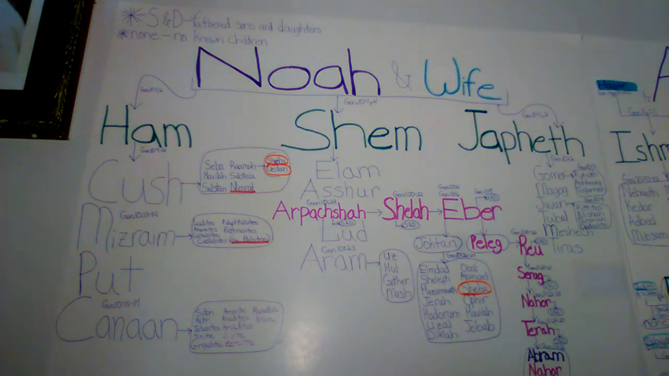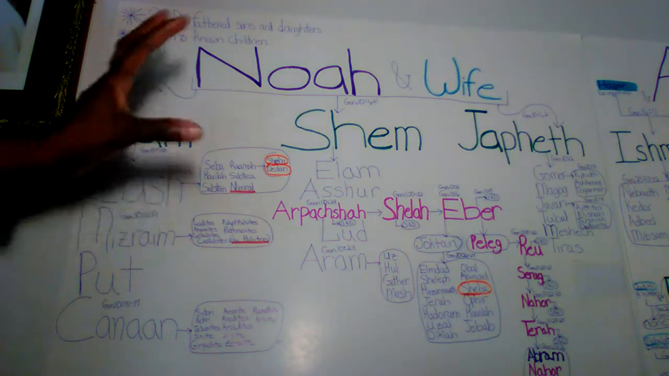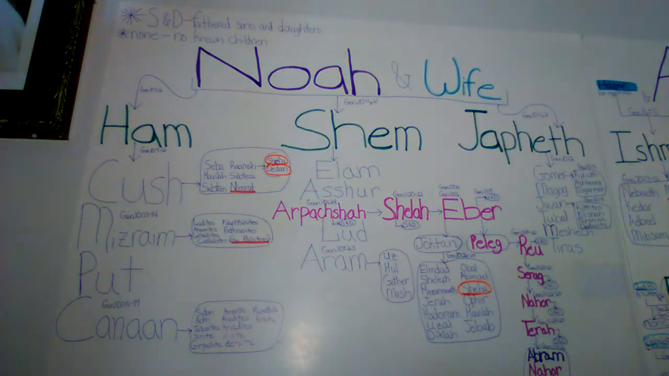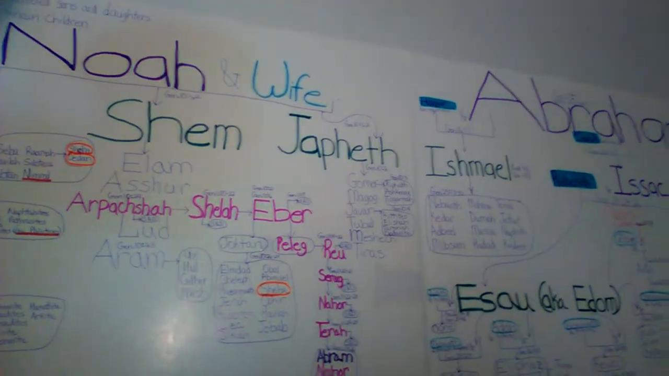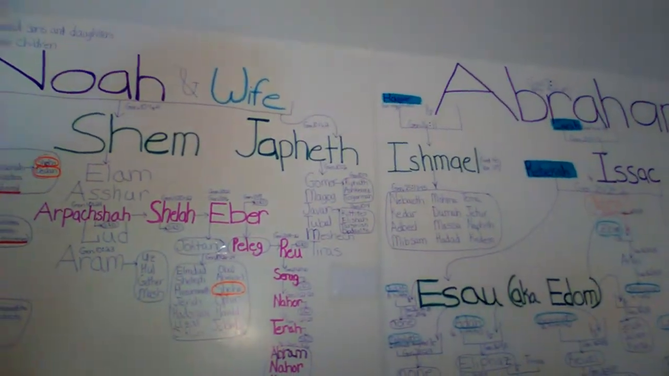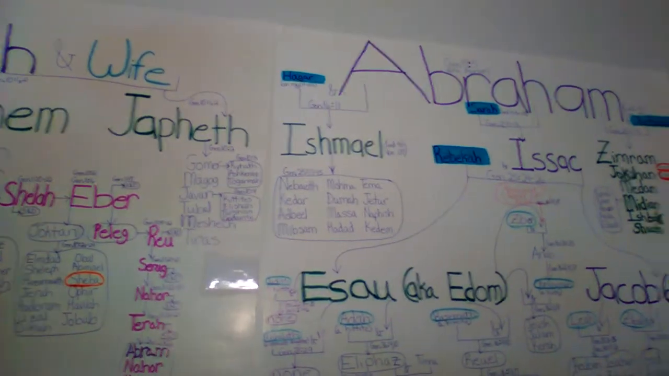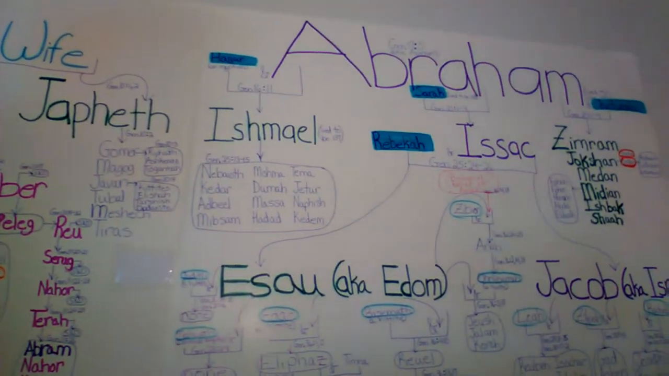The second section of my biblical heritage chart, the second and third rather, you'll see I'm going to try and turn the camera over so you can see a little bit of it. We'll deal with the descendants of Abraham, specifically. Okay.